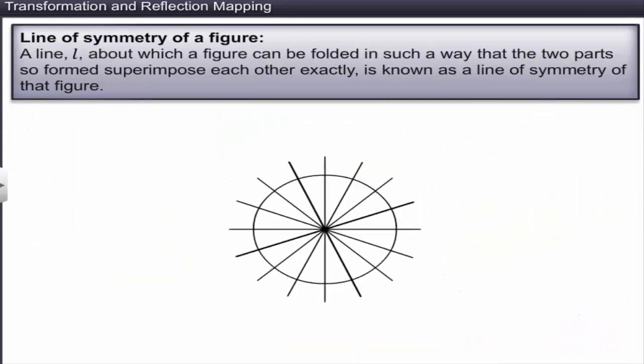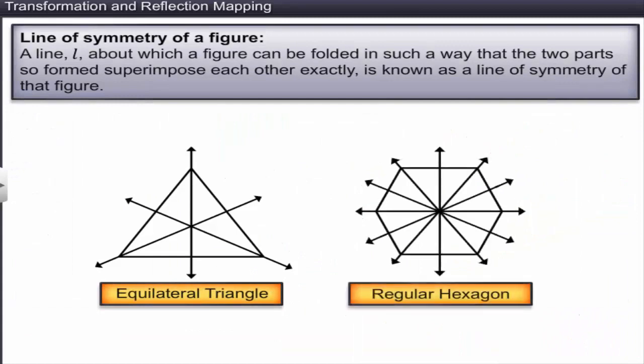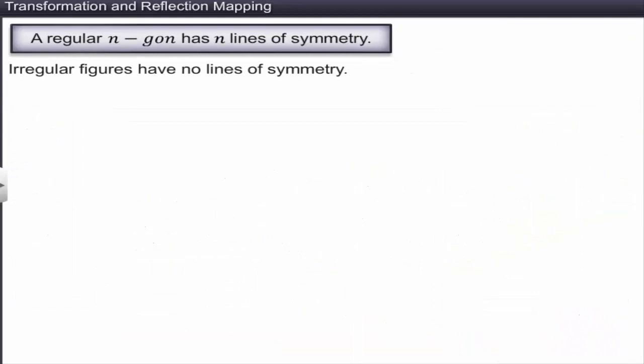A circle has infinitely many lines of symmetry. Any secant that passes through the center of a circle is a line of symmetry of the circle. Some more figures with their lines of symmetry are shown here. An equilateral triangle has three lines of symmetry. A regular hexagon has 6 lines of symmetry. In general, a regular n-gon has n lines of symmetry. Irregular figures have no lines of symmetry.